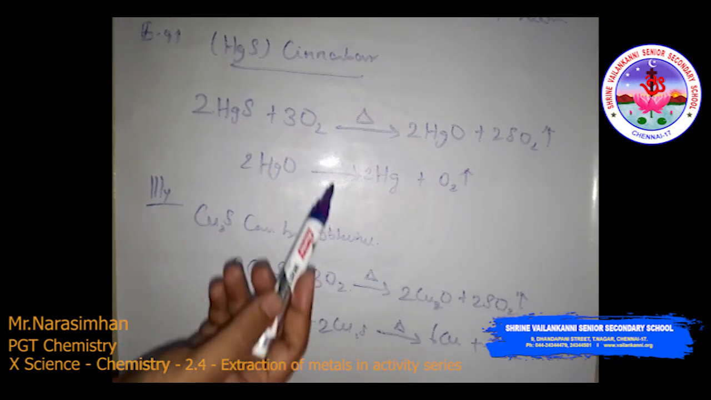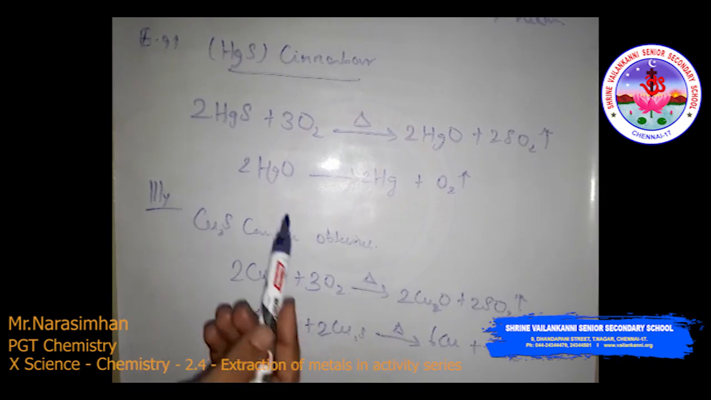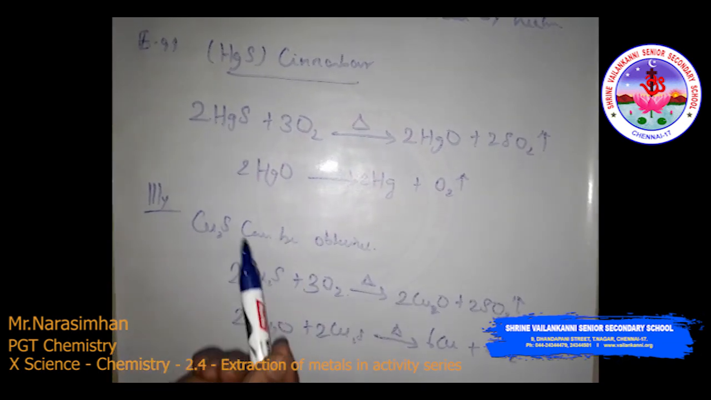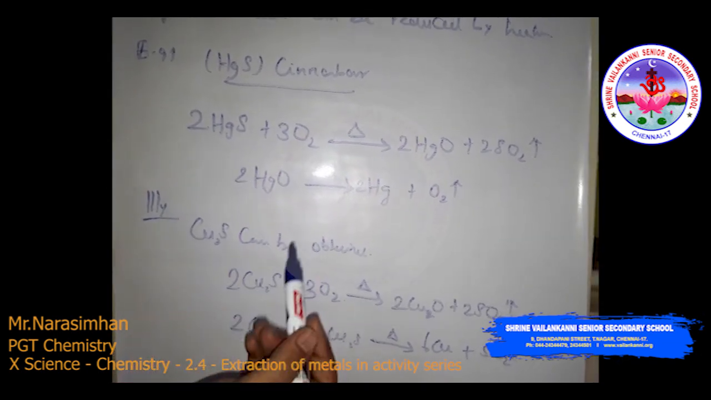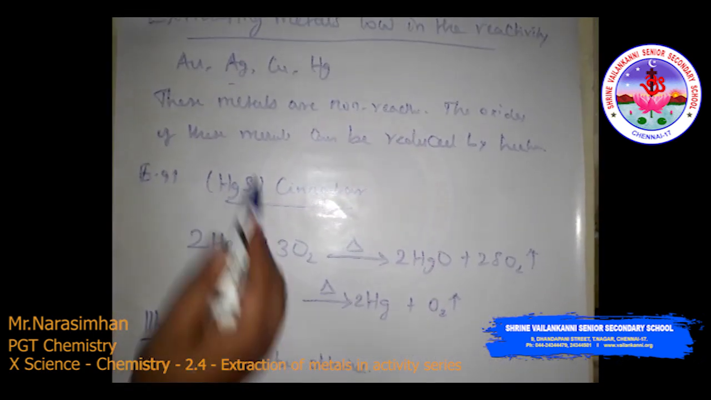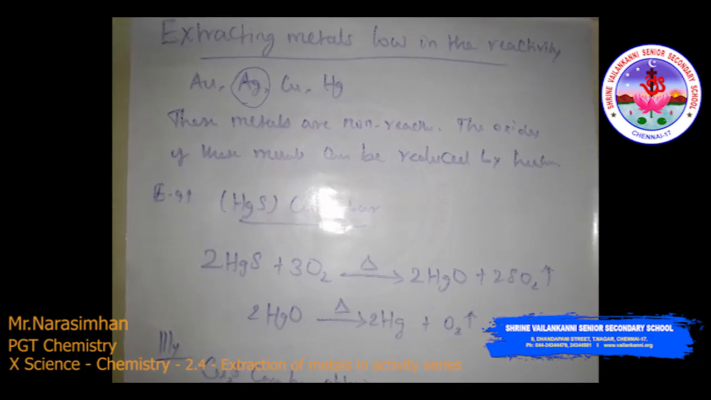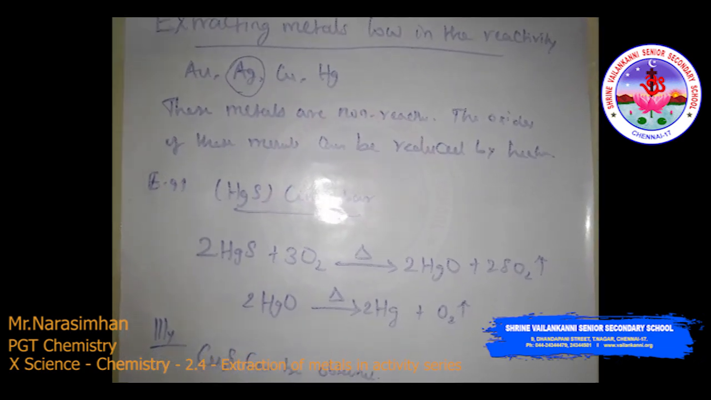The remaining metals are there. Similarly, the sulfide containing silver, then gold. Gold naturally occurs in the free state only. So the only remaining metal is what? Silver. Okay. Then the extraction of metals in the middle of this series.